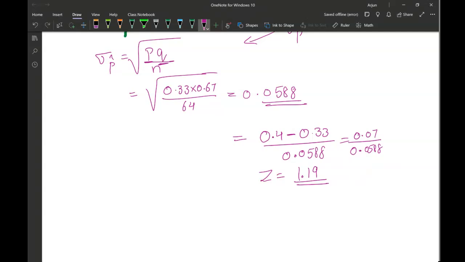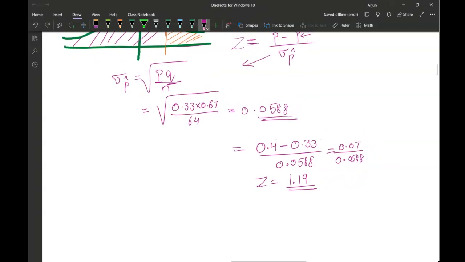All right, so now the next step is that corresponding to this z-score, I will try to find out the value of probability. So if I go back to my z table and look at the probability corresponding to the z value of 1.19, let me just quickly open it.